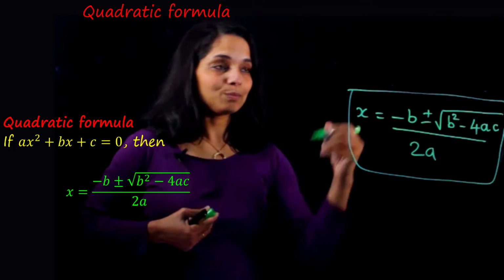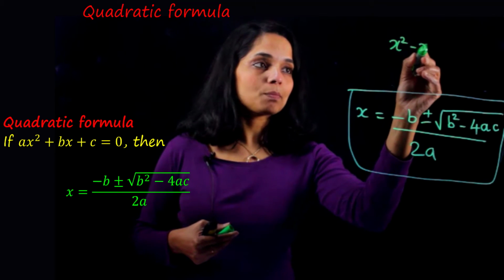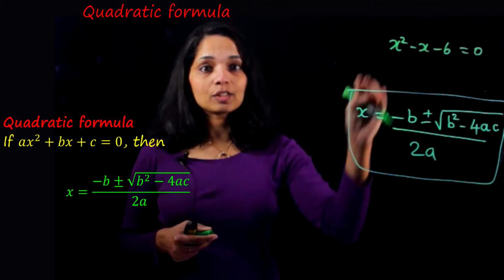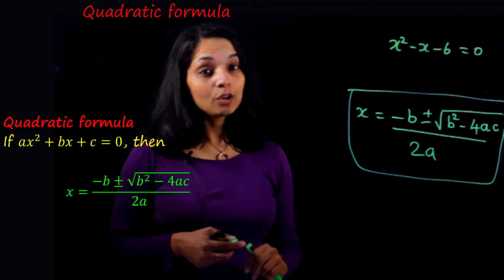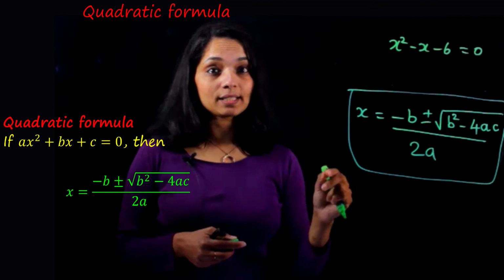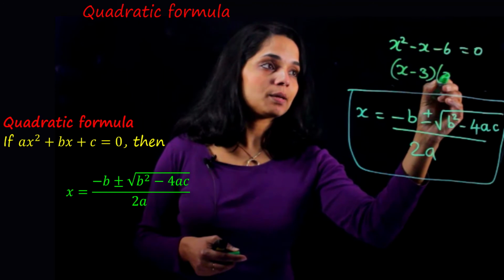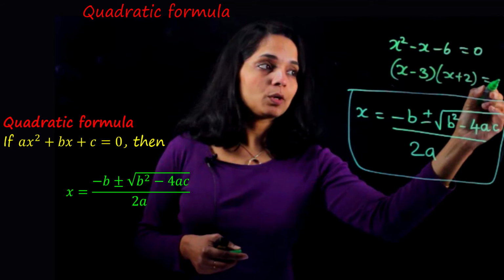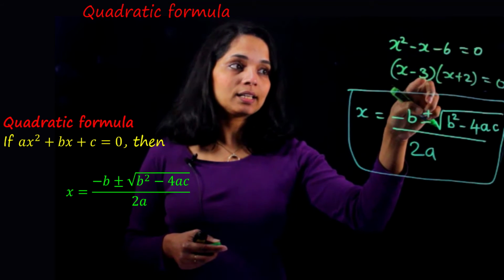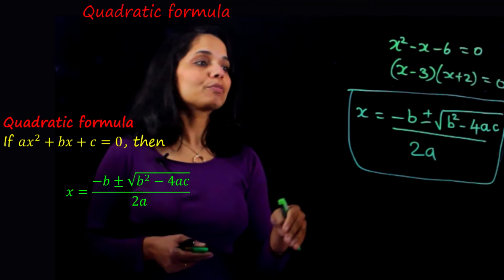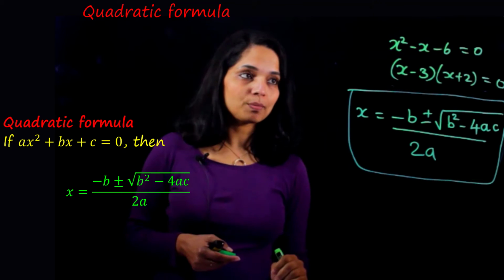Let's now do an example: x squared minus x minus 6 equals 0. We're going to find the solution of this equation. You already know that by factorizing this can be found, because the factors of this equation are x minus 3 times x plus 2, and that can be equated to 0, and the solutions are x equals 3 and x equals minus 2. The same thing can be found using the quadratic formula as well.